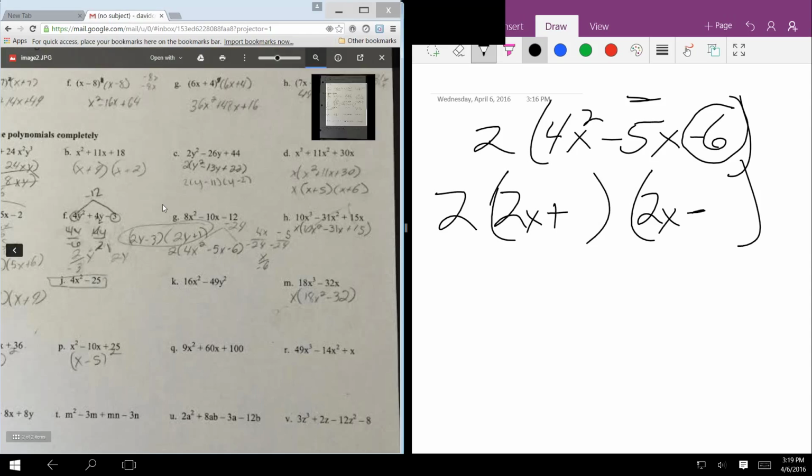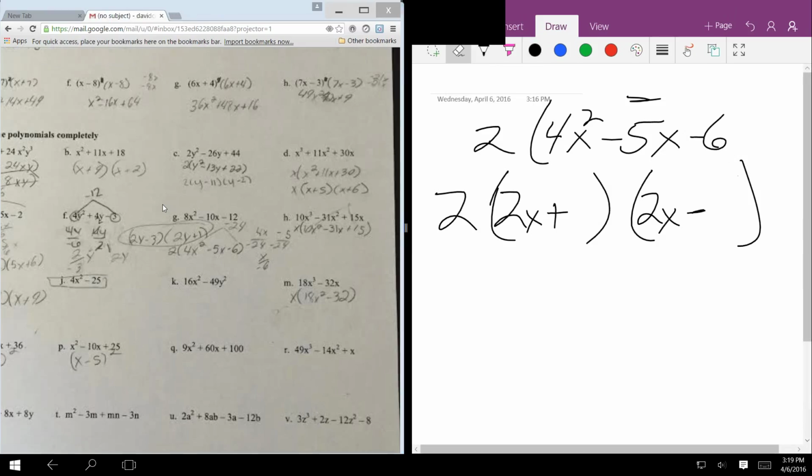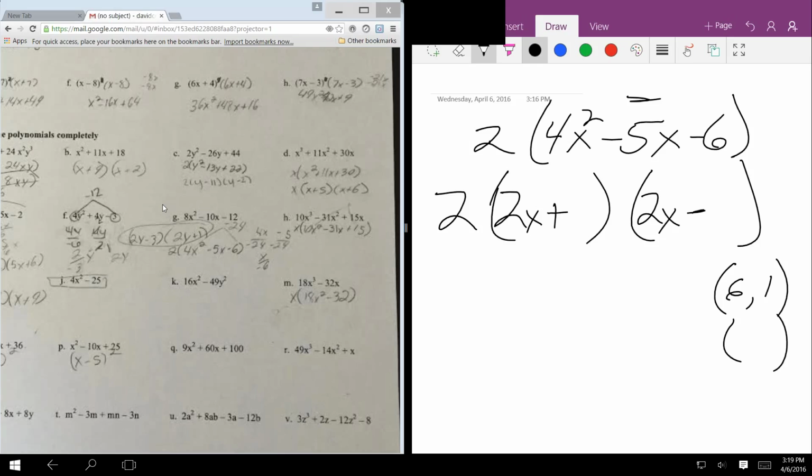Now I'm looking at factors of 6. That's step 3. Well, let's list factors of 6. There's one of them. What's another one? 6, 1, 3, 2. That's it. Which ones am I going to try? That one, because they're closest together. That's not necessarily the answer, but that's where I'm going to start.